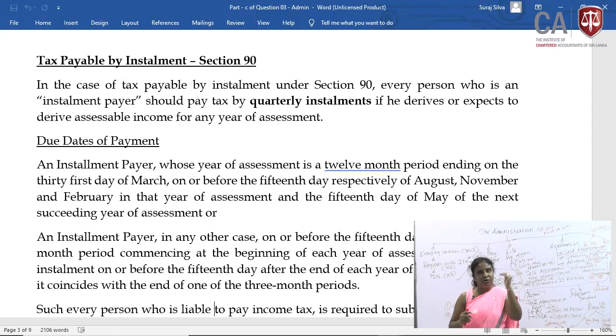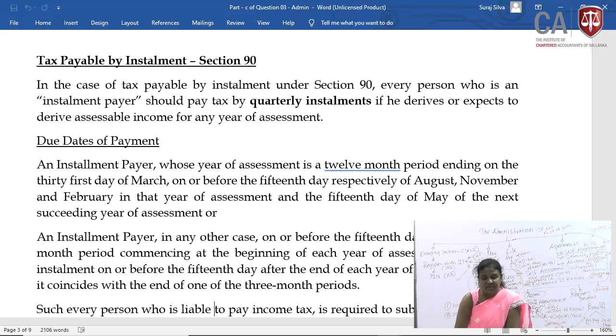Now this is the 4th quarterly installment payment. The final income tax payment will be due 6 months after the end of the year of assessment. If the year of assessment ended on 31st March, it should be 30th September 2020. Okay. Then we will go for this part, tax payable by installment, section 90.